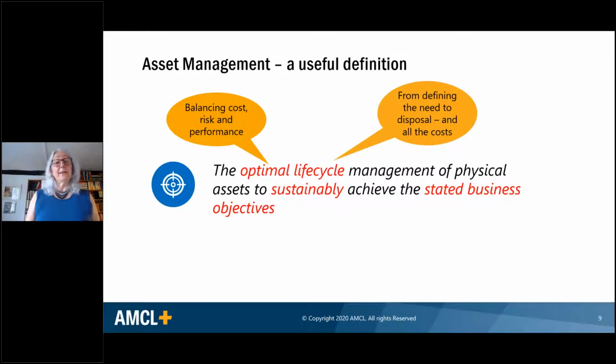The next key word here is sustainably, and that's another absolutely key concept in asset management, that our job is not just to have assets working today.